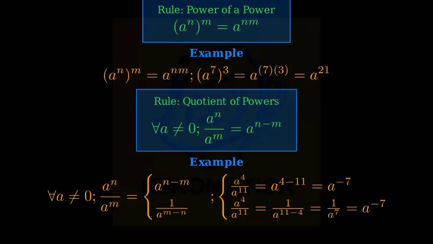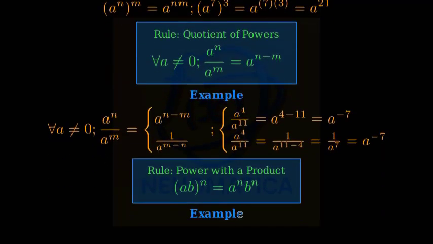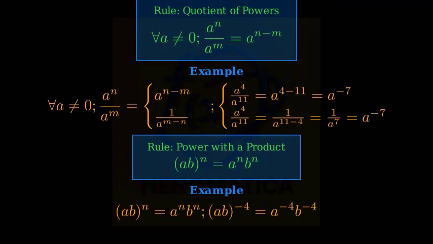For any non-zero a, a to the power n divided by a to the power m equals a to the power n minus m. The fourth rule deals with a power with a product. When we raise a product to a power, each factor is raised to that power.